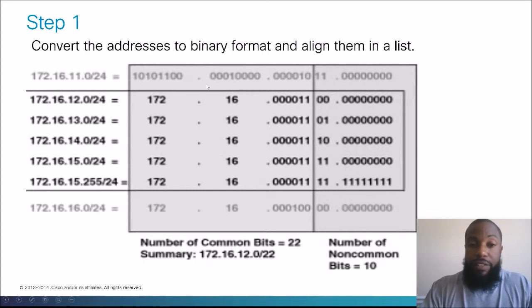What we're doing here is we're converting all of this. This is all 172, right? These numbers are all going to be the same, right? Same thing here. These numbers are all going to be the same. Now, this last octet right here is 11, but we just draw in a line, as you can see right there.